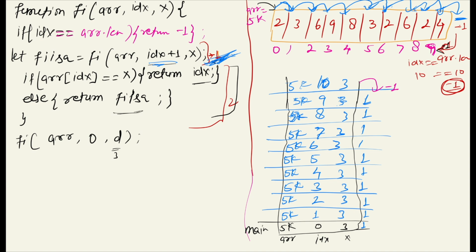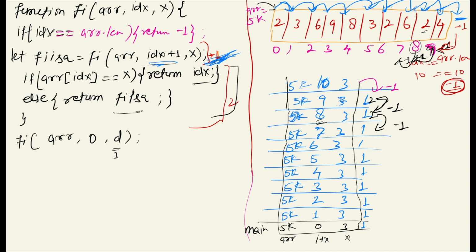So here for index number 9, line number 2 will execute, and it will check array of 9, which is 4, is not equal to 3, so it will return -1 to index number 8. Again line number 2 will execute for 8. Array of 8, which is 2, is not equal to x, which is 3, so it will again return -1 to index number 7.